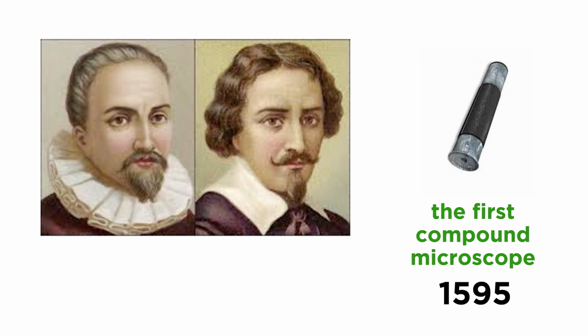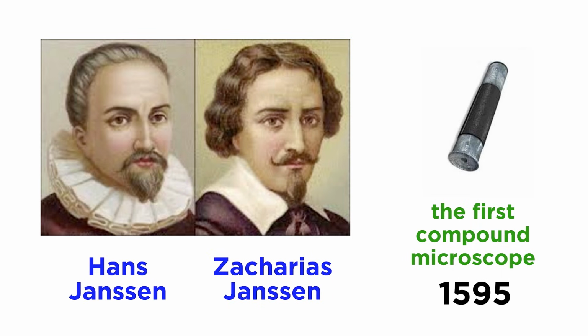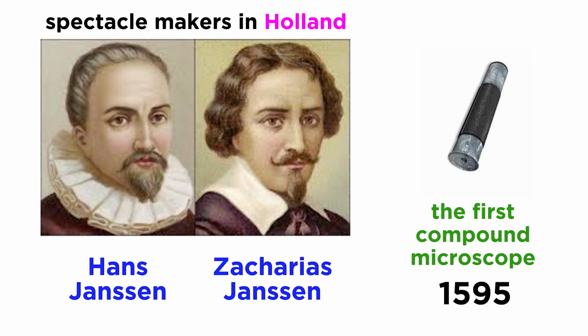Now let's fast forward to 1595 CE, when the first compound microscope, or microscope with two or more lenses, was invented. The invention was attributed to Zacharias Janssen, although the records show that he would have been in his teens at the time, so there is speculation that his father, Hans Janssen, helped him with this invention, since they both worked as spectacle makers in Holland.